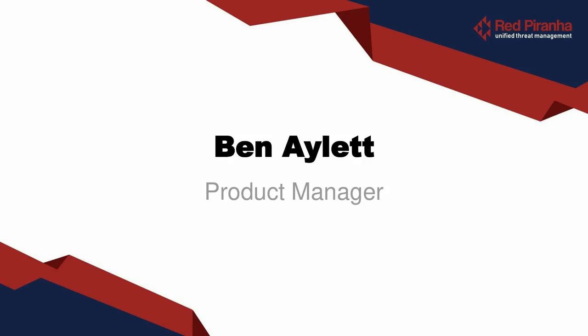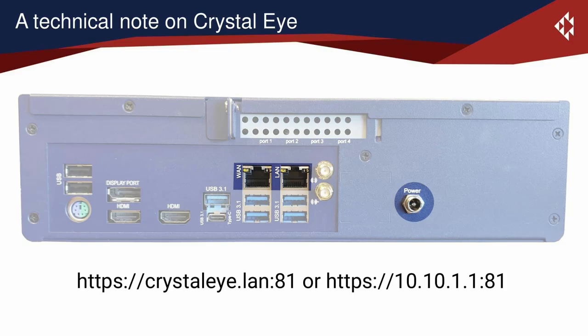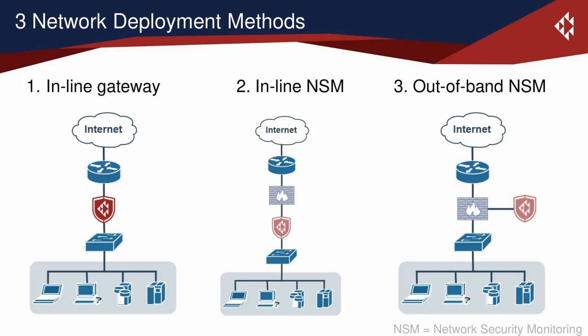Okay, so again, this technical note that I touched on last week. Yeah, if you're an engineer like me, you see a socket, you want to put a plug in it. No, don't do that. All you need is power, LAN and WAN to be hooked up, and then you point your web browser to either crystaleye.lan:81 or 10.10.11.81. Once you've done that, you'll have access to the interface that most of you should be looking at right now, which we'll be going into very, very shortly.